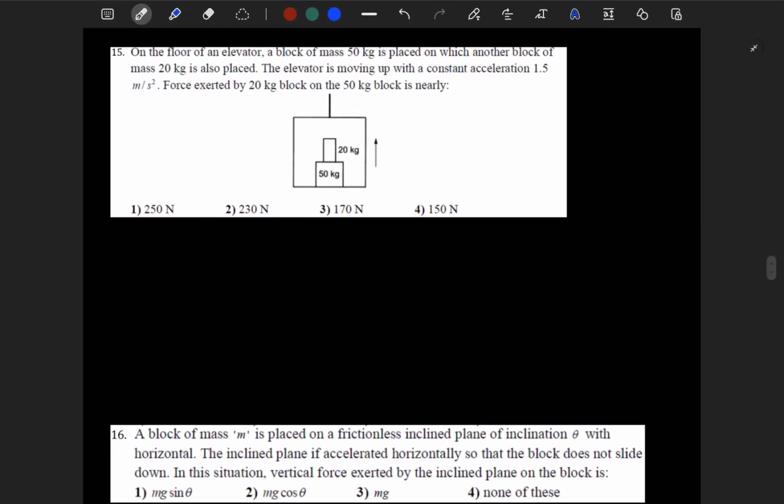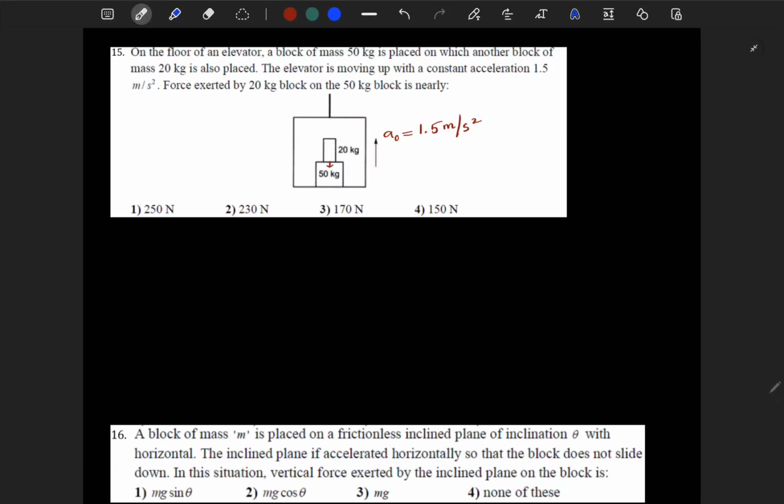And this is a question on pseudo force as well as the normal force, like laws of motion. On the floor of an elevator, a block of mass 50 kg is placed on which another block of mass 20 kg is also placed. The elevator is moving up with constant acceleration 1.5 meter per second square. So elevator is moving up with a naught equal to 1.5 meter per second square. Then the pseudo force on everything will act in downward direction, which is m a naught. Force exerted by the 20 kg block on the 50 kg block is nearly. This is what we are supposed to find. So how do we do that? We'll draw the free body diagram.